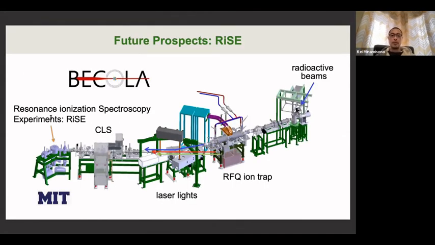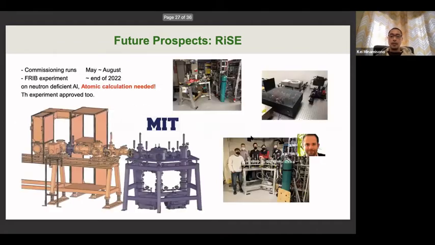RISE is a new system, a resonance ionization spectroscopy experiment. This project is driven by MIT, and we just added the extension of the beamline, a new beamline, to the existing Berkeley facility. We have just installed the new extension here, and the plan is to commission this part of the beamline over the summer, and I hope to get the beam from FRIB towards the end of this year. The first experiment is going to be aluminum, and for aluminum, we need atomic calculation input from the theorist. We also have an approved experiment on thorium as well.